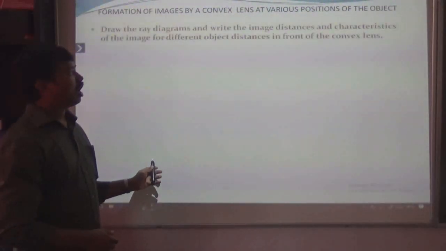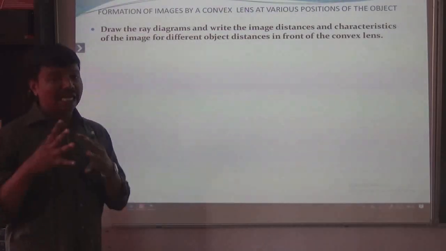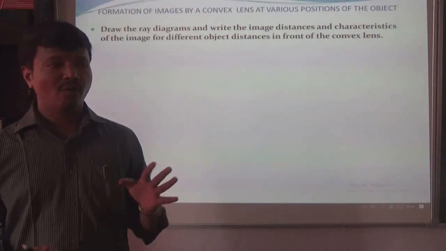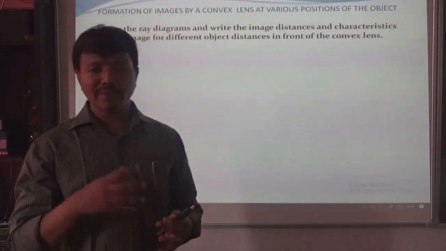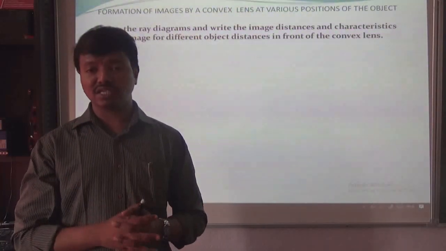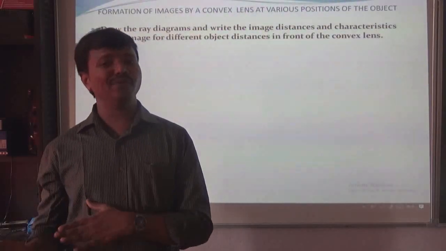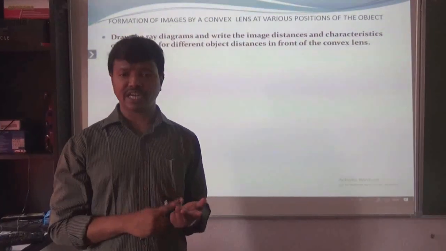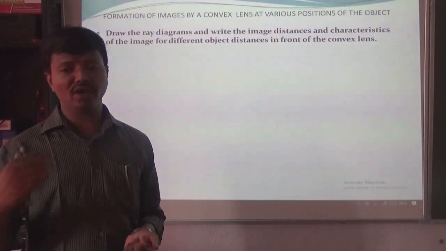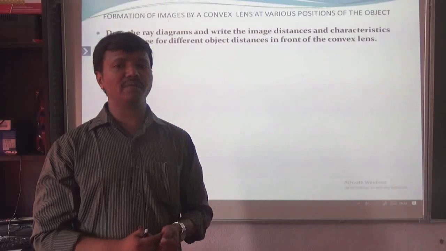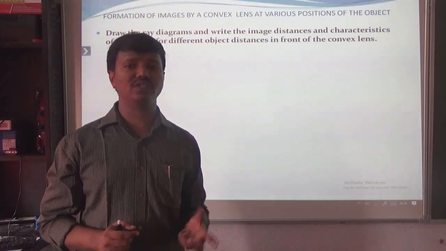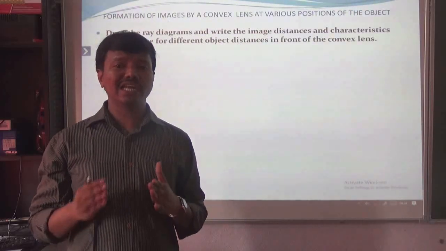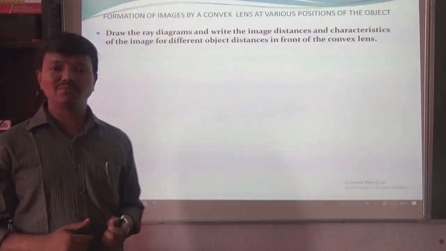Now, the image formation of a convex lens at various positions of the object, and the ray diagram, must and should be known. What are the characteristics, in the case of 4 marks questions? That's the most important question. What are the position and characteristics of the image when the object is situated at different positions on the principal axis? First at infinity, second beyond the center of curvature, at the center of curvature, between the center of curvature and focus, at focus, and between pole and focus.